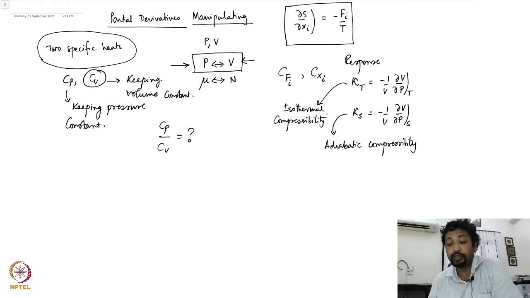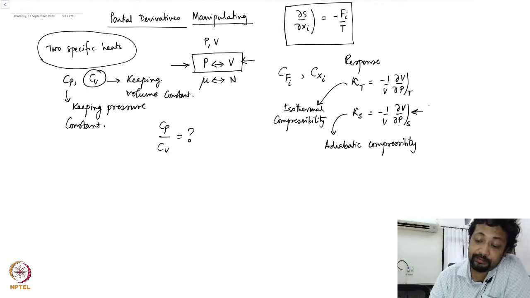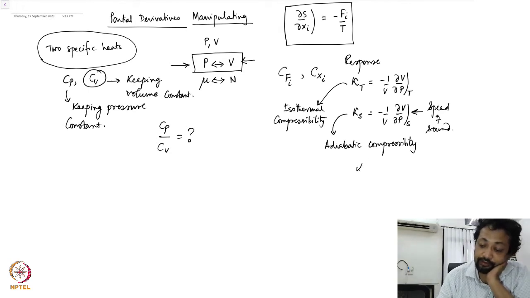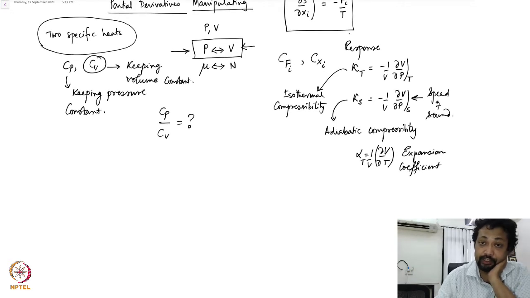Now you should know that it is this compressibility that appears in the speed of sound in a fluid. Other than that, of course, you have alpha T, which is 1 by V del V del T. This is the expansion coefficient, the volume expansion coefficient that you defined. If you change your thermodynamic system, these definitions will change.